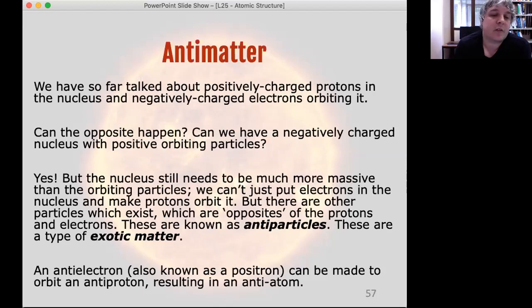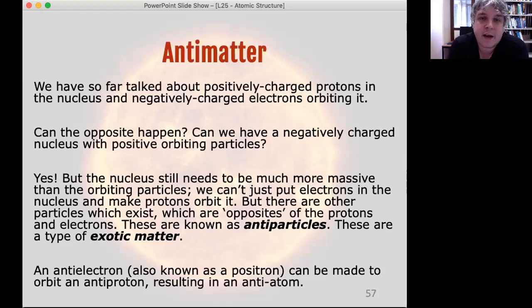We talked about positively charged protons and negatively charged electrons. Can we do the opposite? Can we create a negatively charged nucleus and have positive particles orbiting it? The answer is yes, but. Yes, but we cannot just put electrons in the nucleus and put protons in the orbital position, because the protons are really big, the electrons are really small, the physics doesn't work. That is not a possible format.